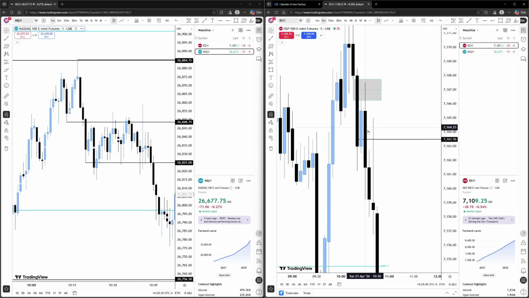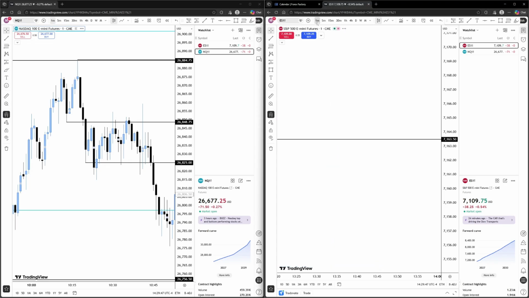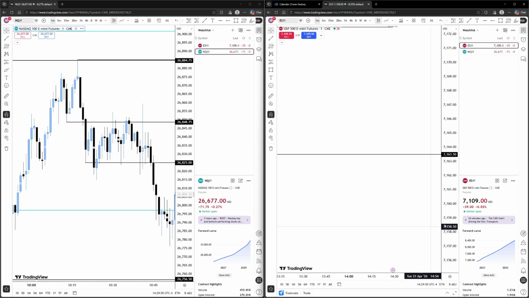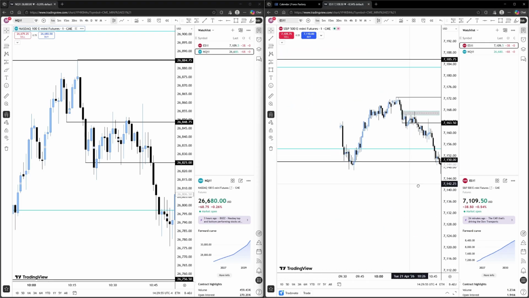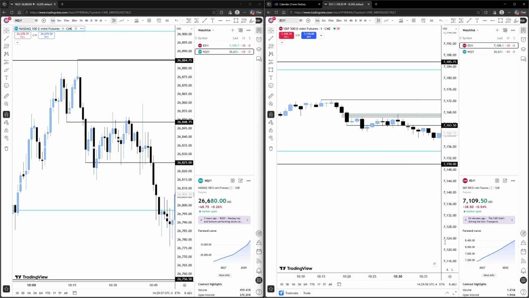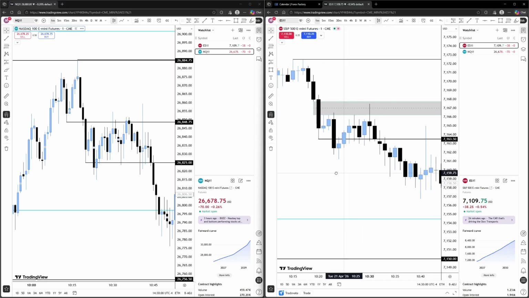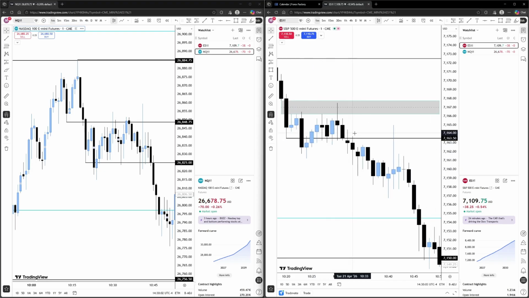The mentor break, retest. Up here. Oof, this would have been tricky right here. This would have got a lot of people out.